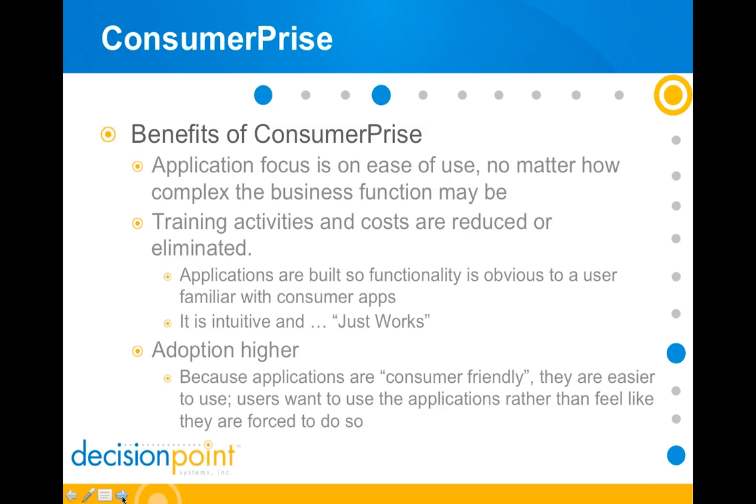So what are the benefits of this ConsumerPrise methodology? Sure, enterprise applications can be complex, offering many functions, but they don't have to be difficult to use. We start with the UX and the UI design process. It serves as a foundation for our entire methodology. Application focus is on ease of use, no matter how complex those business functions may be. Screens don't have to have 50 fields on them with 20 tabs at the bottom. I'm sure you've all seen applications like this. Data can be minimized so that it is easily accessible, but only provided when necessary.